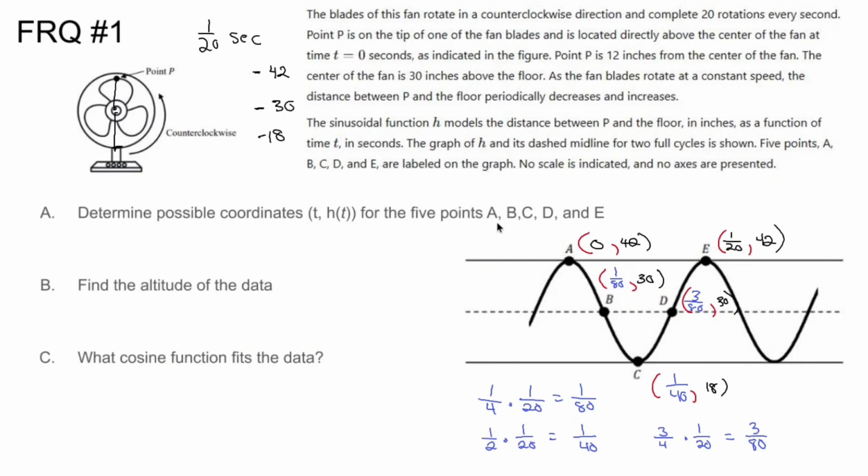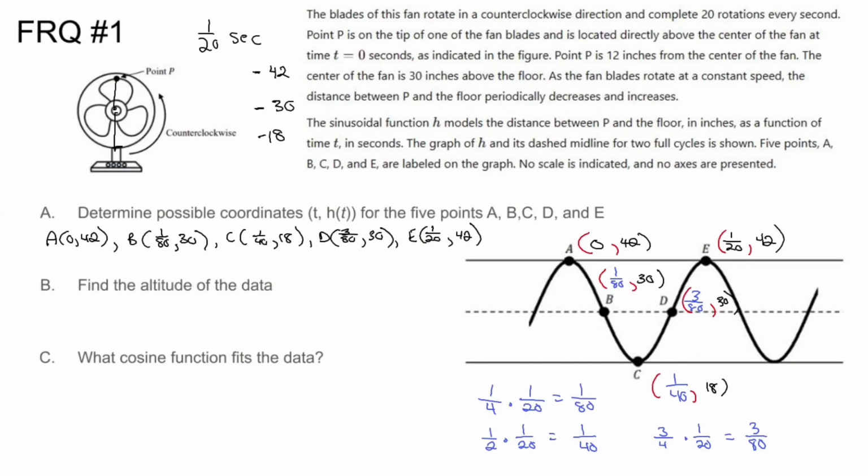So determine the possible coordinates for A, B, C, D, and E. Well, A ended up being (0, 42). B ended up being (1/80th, 30). C ended up being (1/40th, 18). D ended up being (3/80ths, 30). And E ended up being (1/20th, 42). Now, again, these are all possible points. Technically, there's an infinite amount, but I think most people would rather start out with 0. I think that's the best way to go.